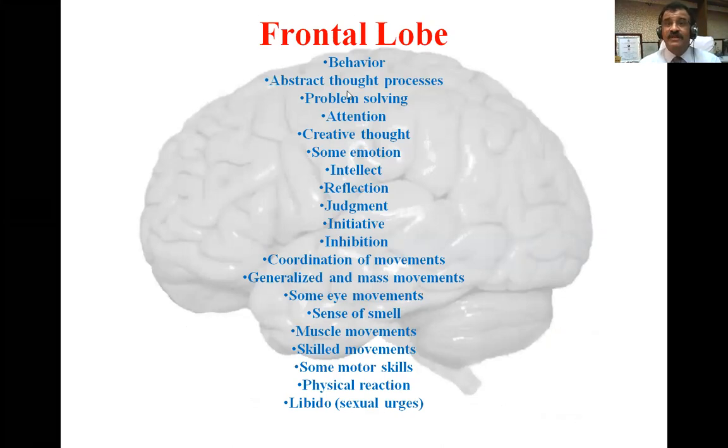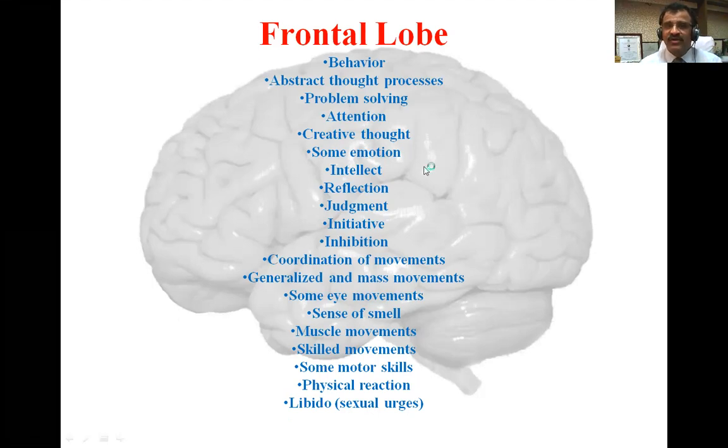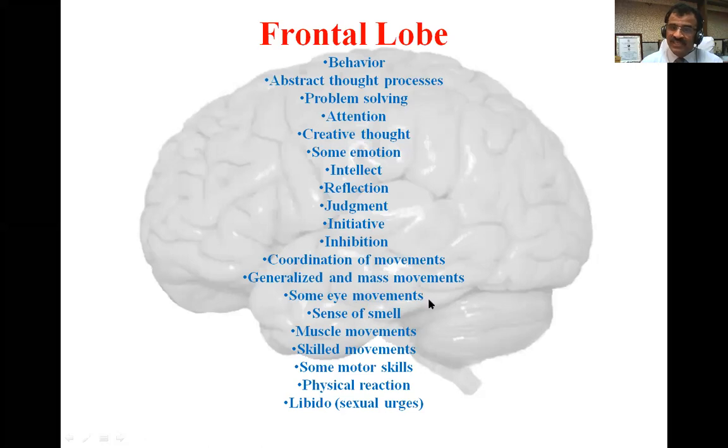Abstract thought process, problem solving, attention, that means whether you are attentive or not attentive, creative thoughts, some emotions, intellect, reflection, judgment, initiative, inhibition, coordination of movements. The coordination of movement, so it is a motor lobe. Generalized and mass movement, that is gross movement. Some eye movement, so it is again motor. Plus it has an area for the sense of smell, muscle movements, skillful movements, some motor skills, physical reaction, and libido. That means sexual urges are actually related to your frontal lobe. So this is a list of different functions of the frontal lobe.